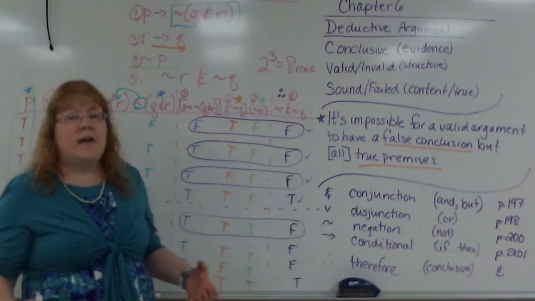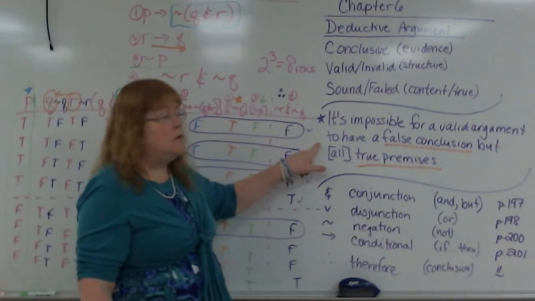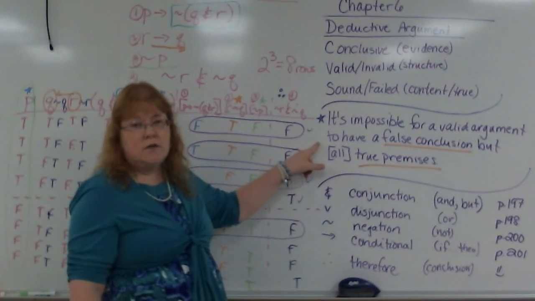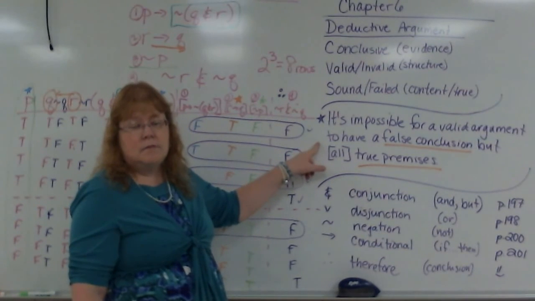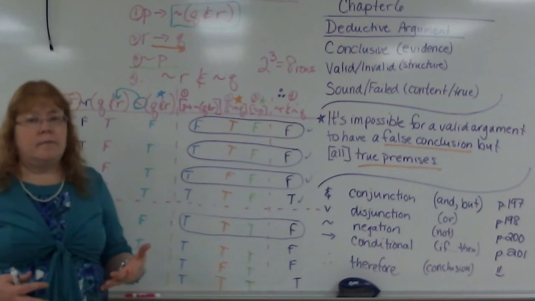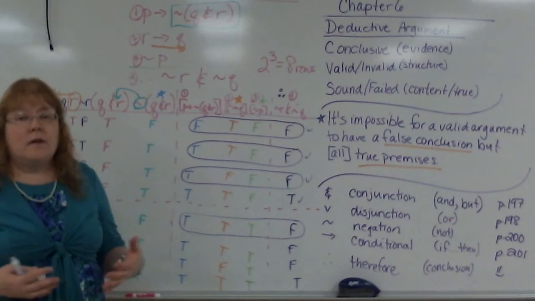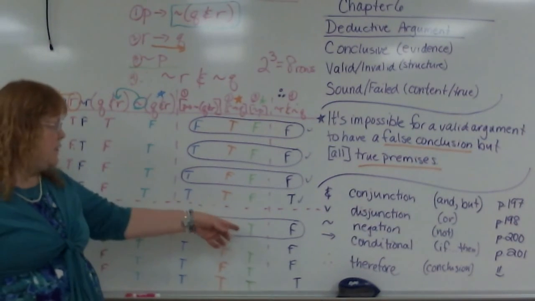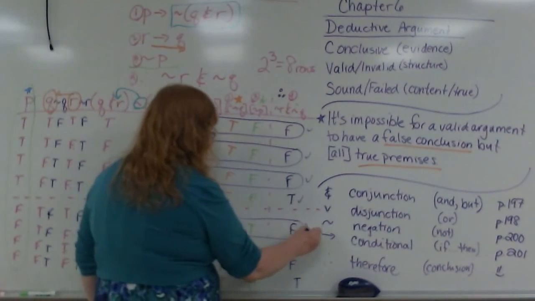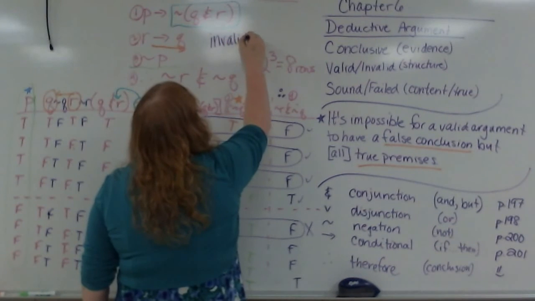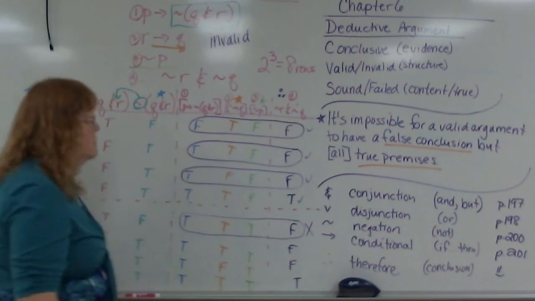Okay? This is an invalid argument. Because we know, right, it's impossible for a valid argument to have a false conclusion but all true premises. It's impossible. Remember, when we go back to deductive argument, if our premises are true, our conclusion has to be true. And here it's false. So, this is an invalid structure. Okay, this is an invalid argument.